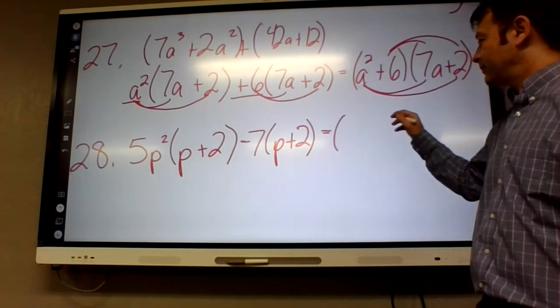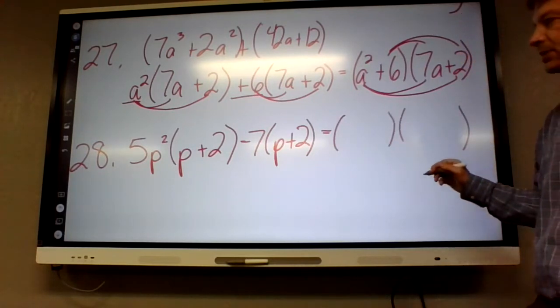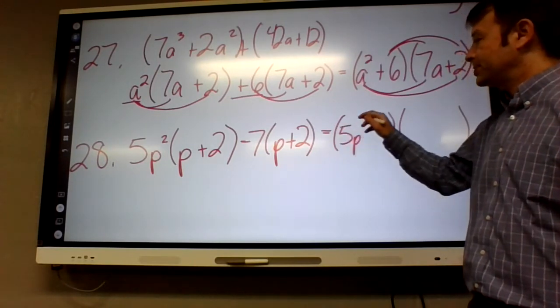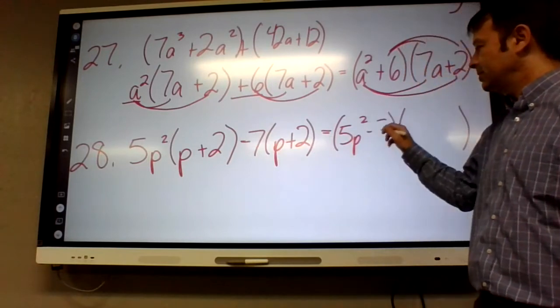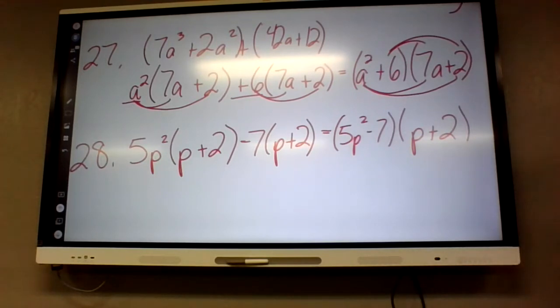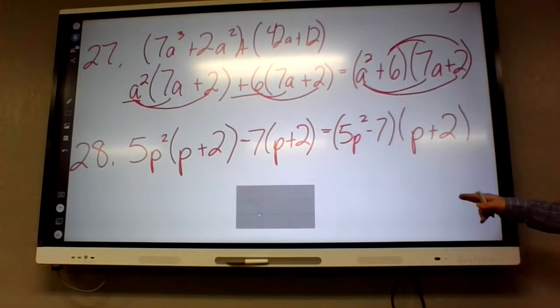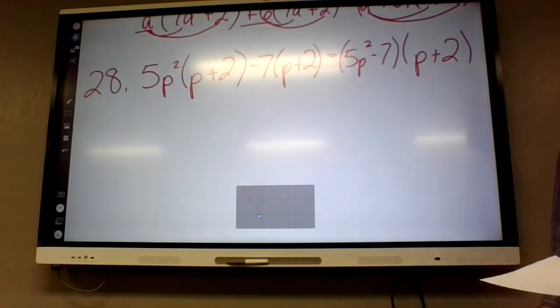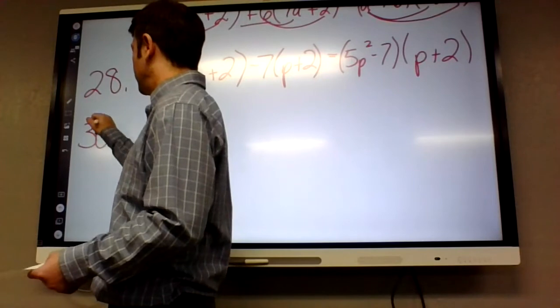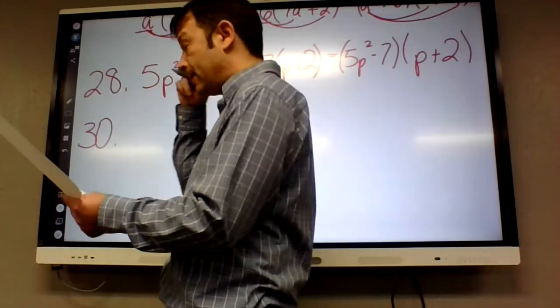You remember how I finished it last time? The outside stuff goes in one parentheses, 5p squared minus 7, and the inside stuff goes in the other parentheses. Okay, I'm skipping 29, I'm going to leave it for you, so this is actually 30. I'll write it down.